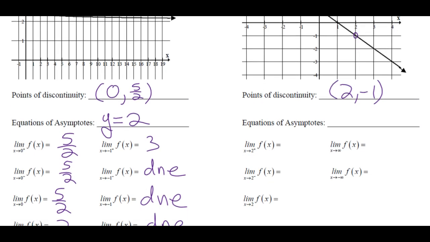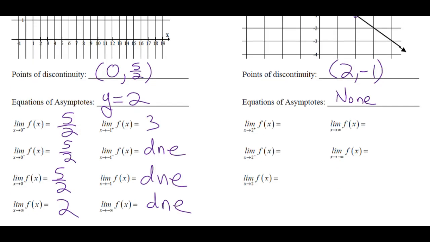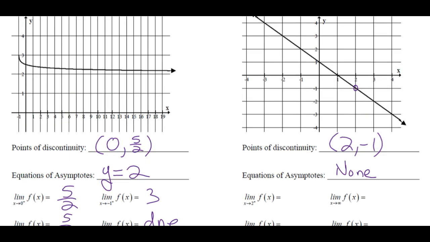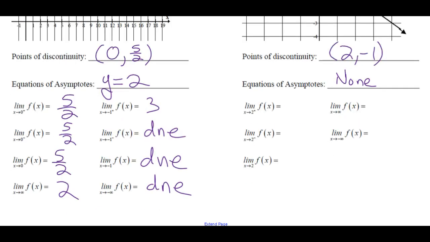So equations of asymptotes. Are there any asymptotes here? No. The limit as x approaches 2 from above, -1. The limit as x approaches 2 from below, -1. The limit as x approaches 2, -1's all around, right? Make sense?